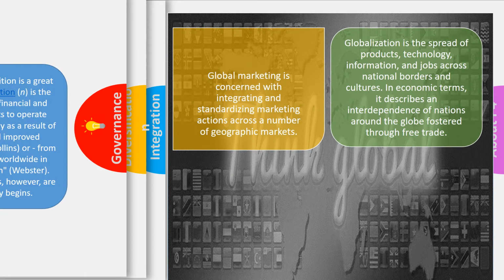Another definition states globalization is the spread of products, technology, information, and jobs across national borders and cultures. In economic terms, it describes an interdependence of nations around the globe, fostered through free trade. Yes, there are certain geographic areas which have free trade, but then there are other areas where people export, and there are tariff barriers in place. So the European countries have free trade within the EU. But if countries outside the EU want to trade with China or with America, then there is no free trade between those countries. There are protectionist policies and trade barriers and trade tariffs.